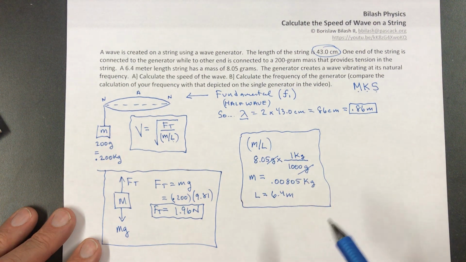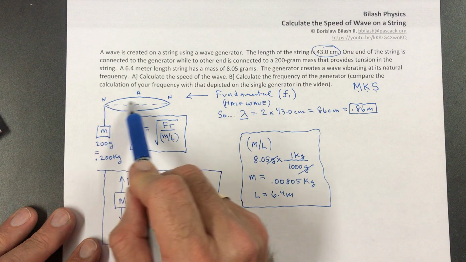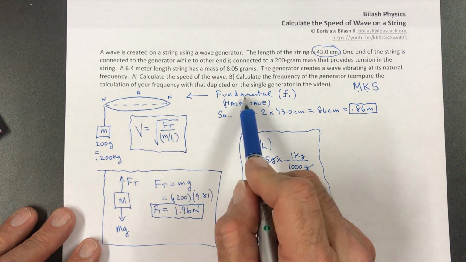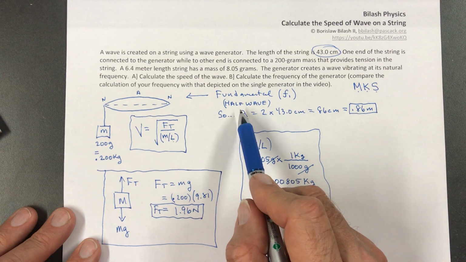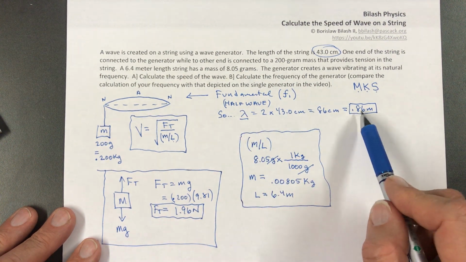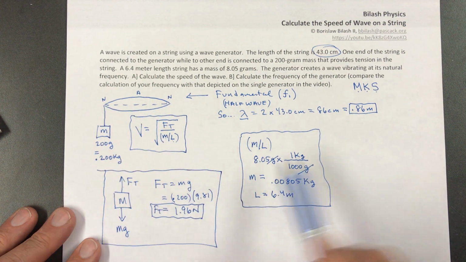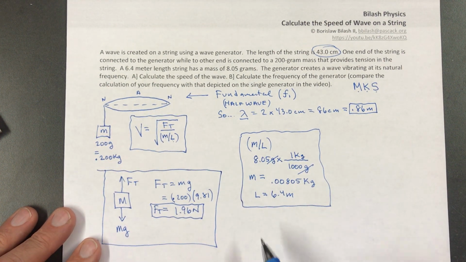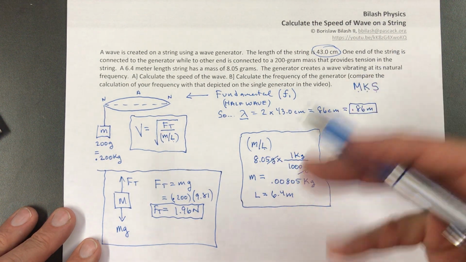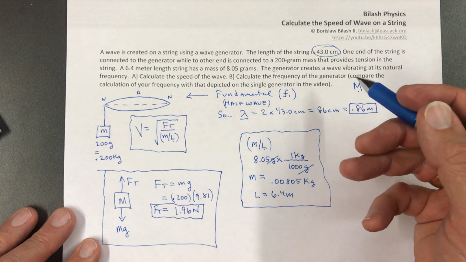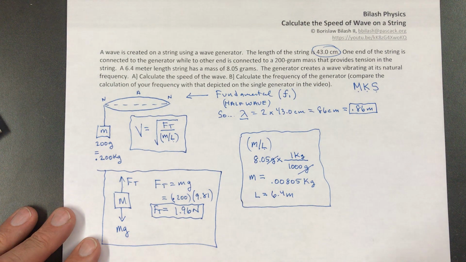Okay, let me just point out that this problem deals with two lengths. It deals with the length of the wave, and in this case this is fundamental, so that length would be half of the total wave. The wavelength is 0.86, but the length of the fundamental is half of that amount, 0.43. But this business right here, the m over L, this is like any length of the same type of string. So we have to make that calculation separate.